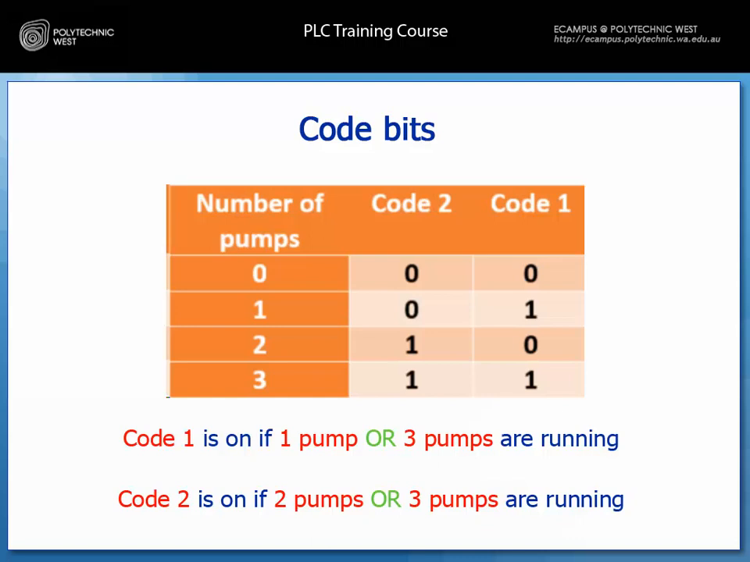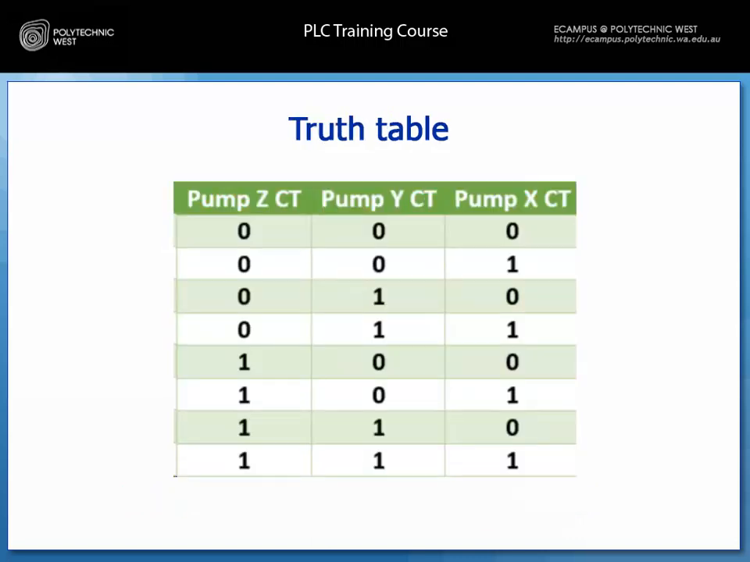We can create 3 internal relays called 1 pump, 2 pumps, 3 pumps. We are still dividing our job into smaller jobs, so let's start with 1 pump. Make a truth table showing all the possible combinations of pumps, and we can see what the combinations are.